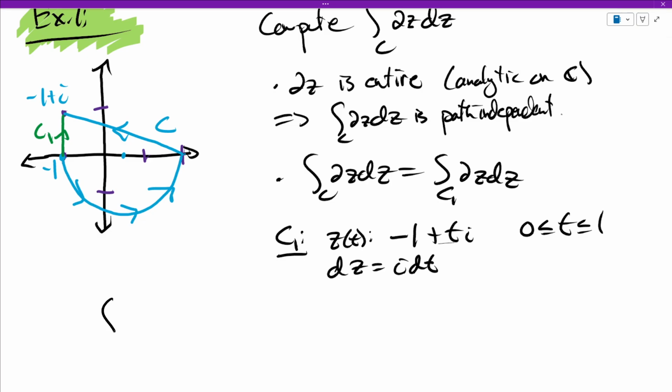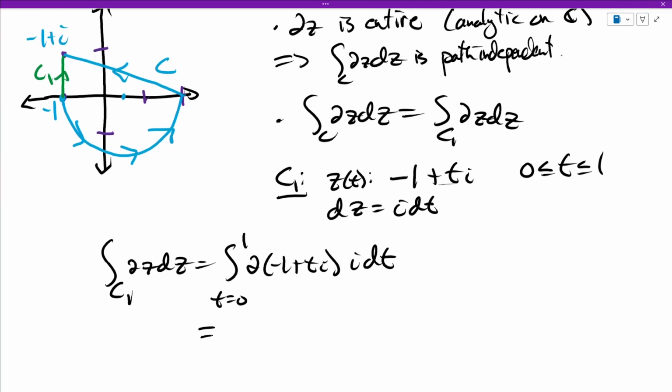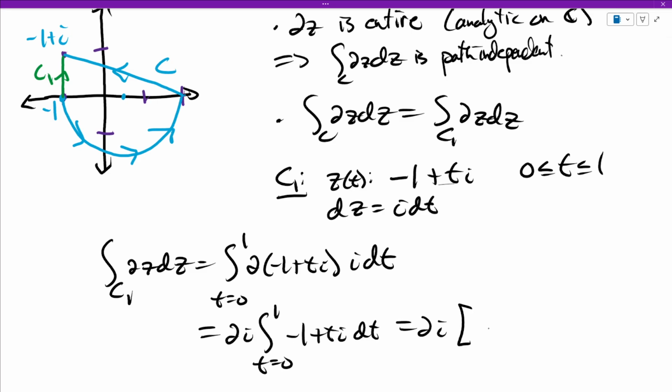I guess let me just point out here, dz is, I think, I dt in this case. So this is telling us then that the integral over C1 of 2z dz is the integral from t equals 0 to 1 of 2z dz. And so this is like 2I times the integral from 0 to 1 of (-1 plus ti), if we factor out the constants. And that's like 2I times (-t plus t squared over 2 times I), evaluated from 0 to 1.